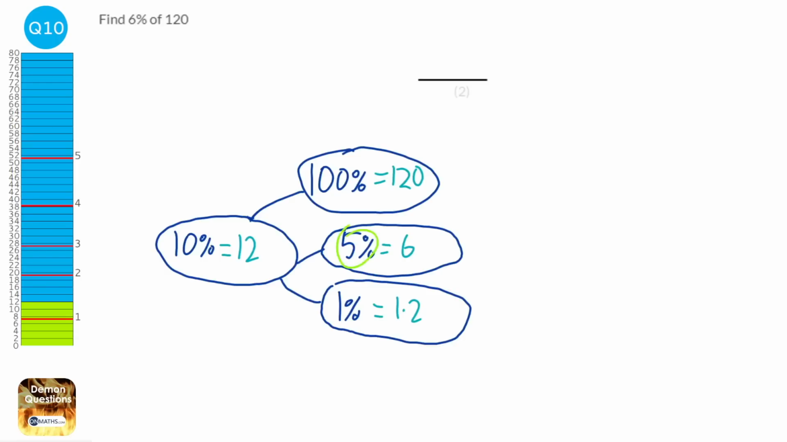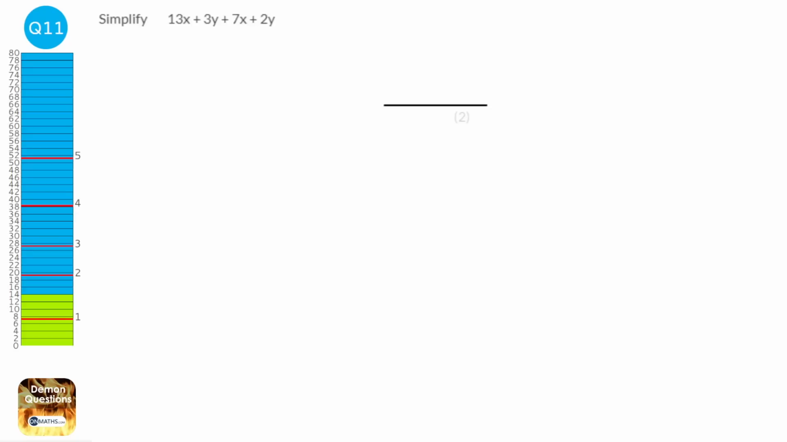So to get the 6%, we're going to add the 5% and the 1%. So we're going to add the 6 and the 1.2. And so we just do 6 plus 1.2, which is just going to be 7.2. And that's our answer.